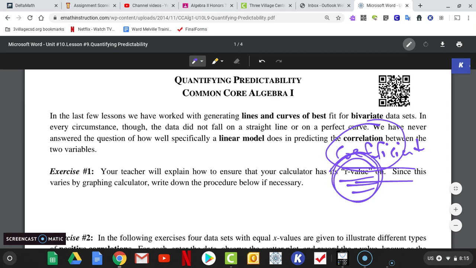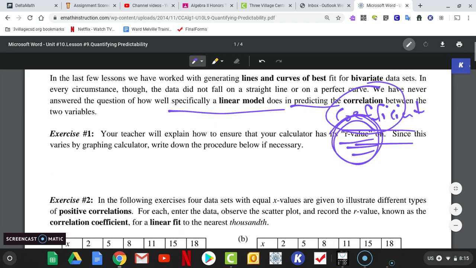And the R value is a way of predicting how well a linear model, specifically a linear model, is good at correlating the relationship, all right? So when we're talking about correlation coefficient, we're really talking about linear models only and the R value. And we're seeing how good the R value is at predicting the correlation. All right, how good the correlation is. All right, so this is what we got to do.